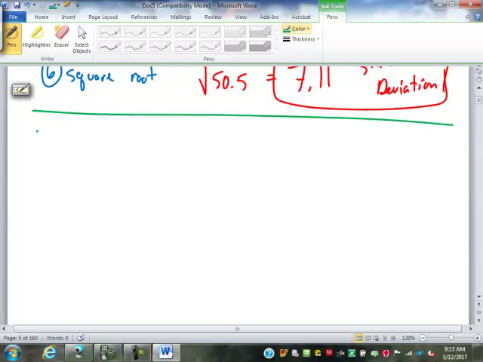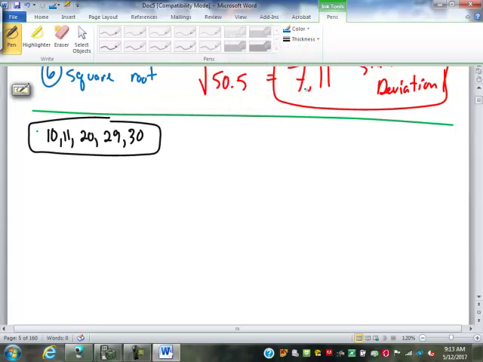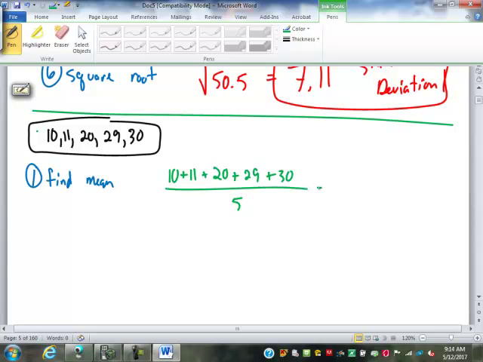So our numbers here we're going to write down are 10, 11, 20, 29, and 30. That's our set. So you guys tell me, what's step 1? Find the mean. Seems like a long time ago. So 10 plus 11 plus 20 plus 29 plus 30 divided by 5. Well, we add those up, it adds up to 100. Divided by 5 should be 20.